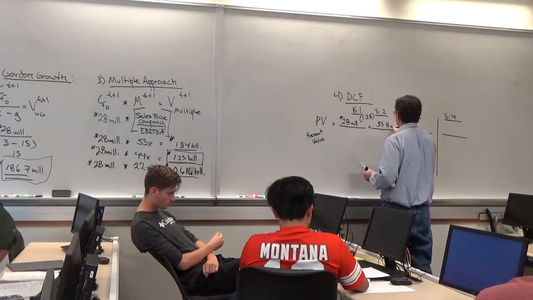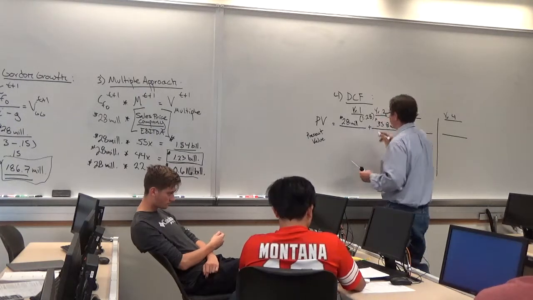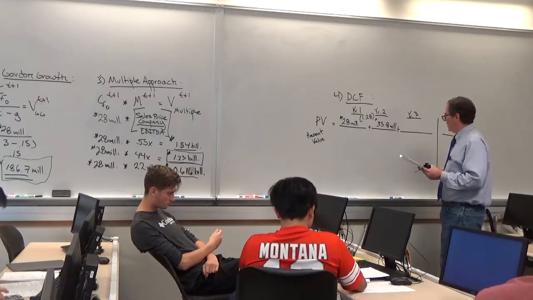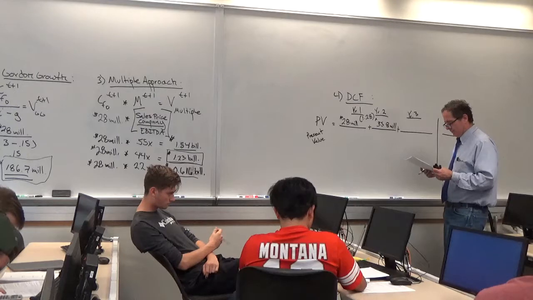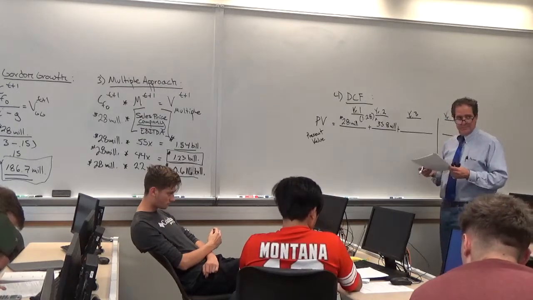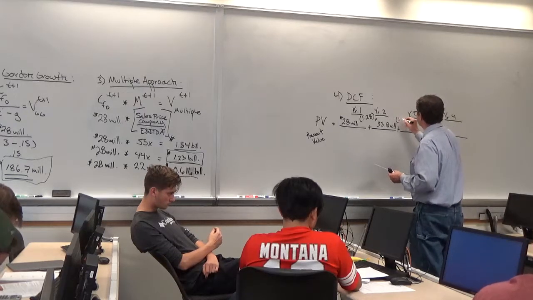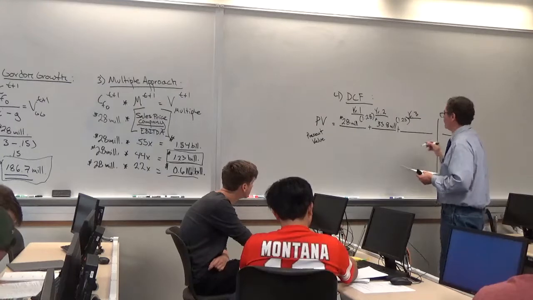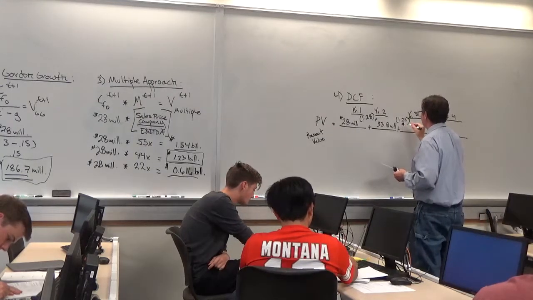35.8. Okay, is that correct? Yeah. Thank you. And then how do I get year 3? Multiply that by 1.25. Got it. Okay, and what's 35.8 times 1.25? 44.8.